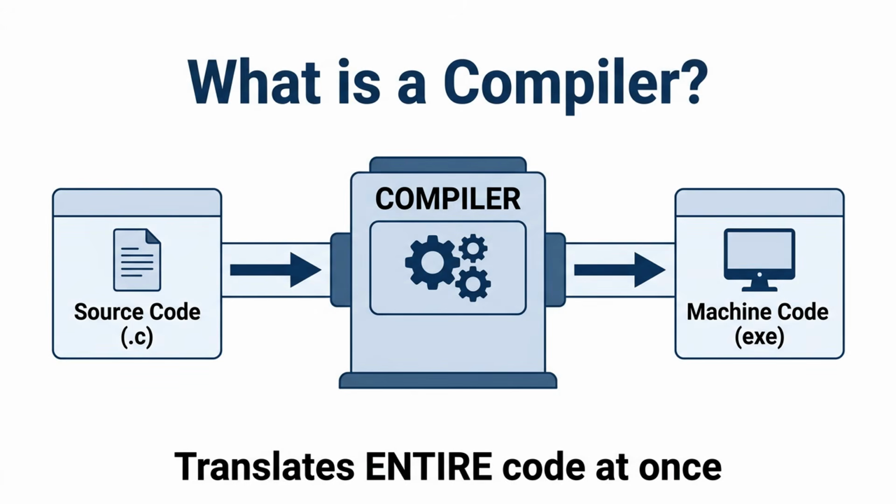Alright, let's talk about compilers first. A compiler is like a translator that reads your entire source code all at once, from top to bottom, and converts it into machine code before your program ever runs. Think of it like this. Imagine you have a recipe written in French, and you hire someone to translate the entire recipe into English for you before you start cooking. You get a brand new document in English, and now you just use that document. The original French recipe, you don't need it anymore.